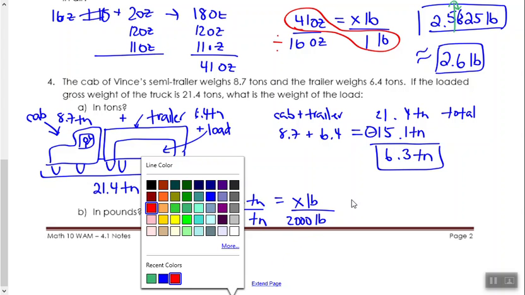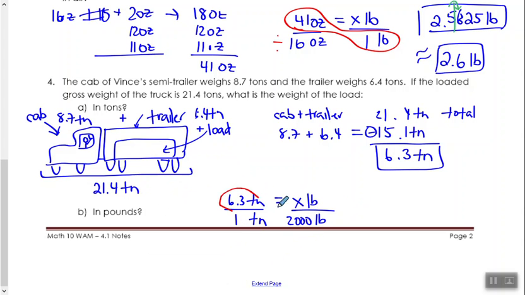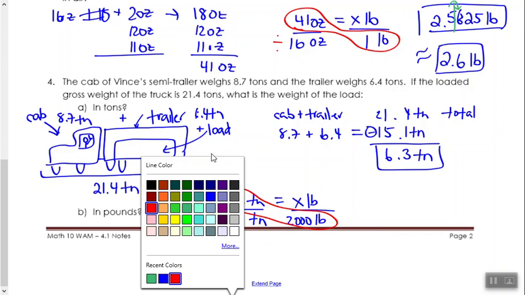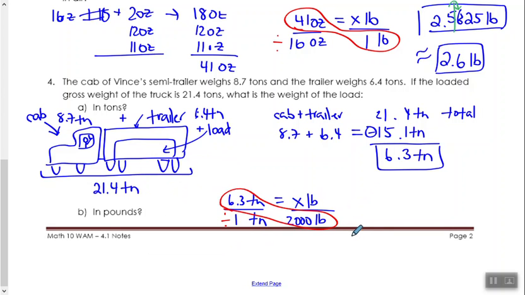And solving my proportion. So looking for this one, multiply these two, divide from the one across from the thing I'm looking for. So I'm going to be doing 6.3 times 2,000. So 6.3 times 2,000, I get 12,600 pounds. So 12,600 pounds is what 6.3 tons is going to be. So hauling quite a bit.